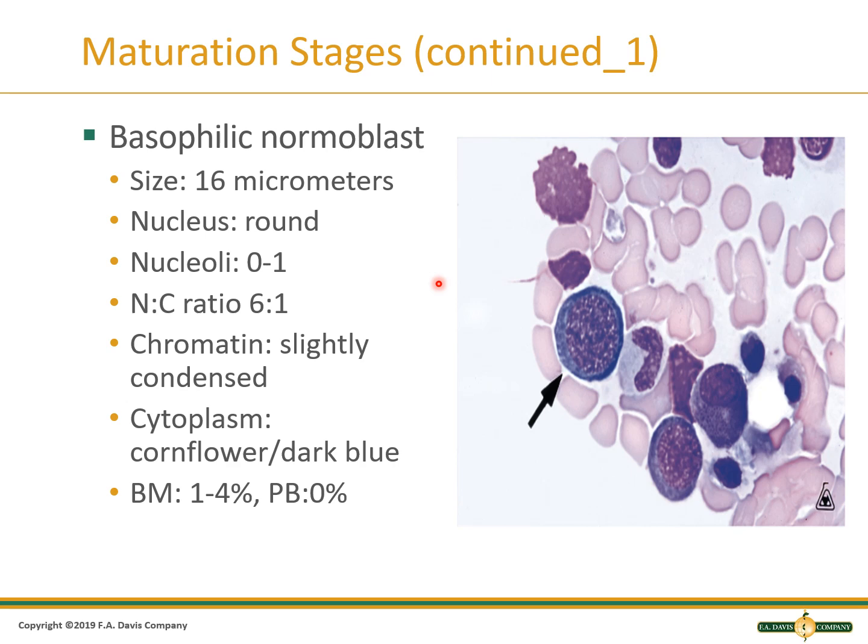The cytoplasm is cornflower or a darker blue. And again, you would see these in the bone marrow at 1 to 4%, and you should not see these in the peripheral blood. The immature stages should only remain in the bone marrow unless there's some sort of disease state happening with the patient.